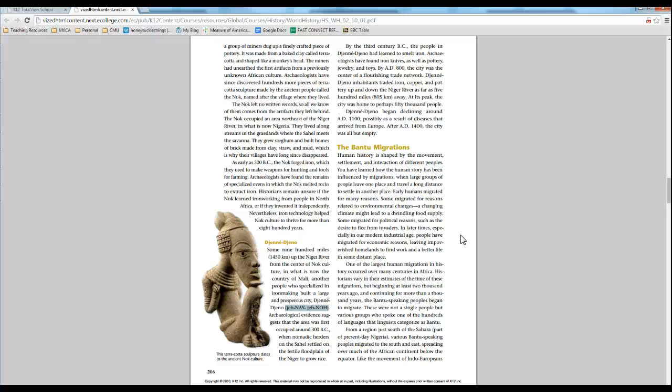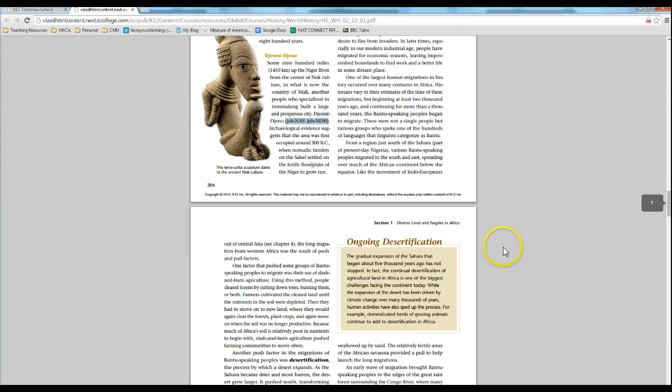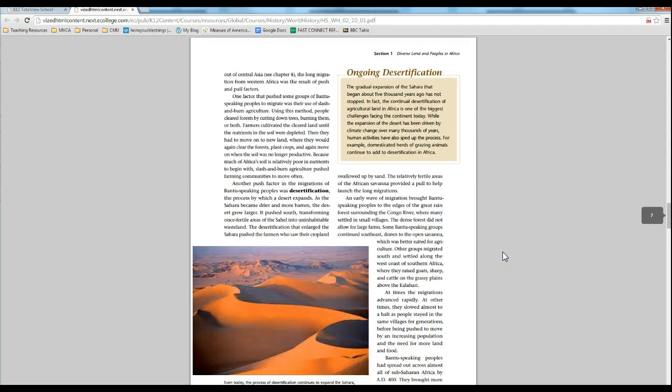These were not a single people, but various groups who spoke one of hundreds of languages that linguists categorize as Bantu. From a region just south of the Sahara, which is part of present-day Nigeria, various Bantu-speaking people migrated to the south and east, spreading over much of the African continent below the equator, like the movement of the Indo-Europeans out of Central Asia. We talked about that in chapter 4. The long migration from Western Africa was the result of push and pull factors.